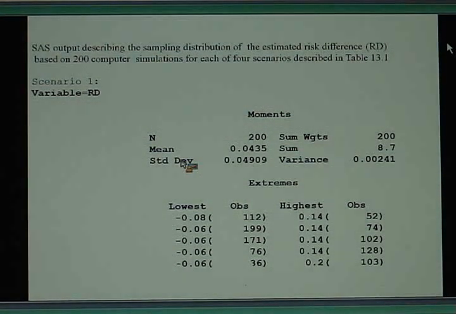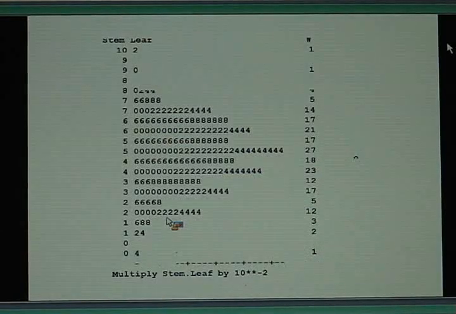If I looked at scenario number 2 with more people, 500 people with a risk of 10% and 500 people with a risk of 5%, calculated the risk difference in that study, and then did it 200 times. Now notice the risk difference is 0.04. The standard deviation is now smaller. The risk difference is still around 5%, but the standard deviation is getting smaller because the sample size increases. There's 500 people in each group. And again, the distribution looks bell-shaped. So what that means is that what I predicted theoretically was going to happen is supported by these simulations.